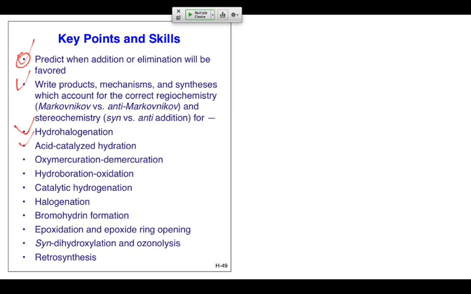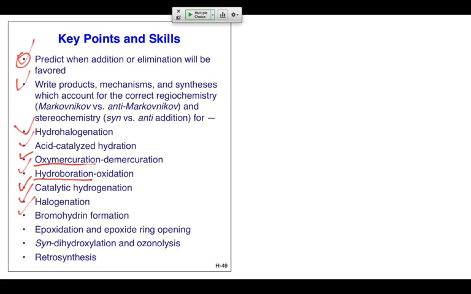Acid catalyzed hydration, oxymercuration. So you have to know the mechanism for oxymercuration, but not demercuration. Hydroboration, oxidation. I think you have to know the mechanism for the hydroboration step, but not for the oxidation step, right? Catalytic hydrogenation, you should also kind of know the mechanism. Halogenation, you should know it.